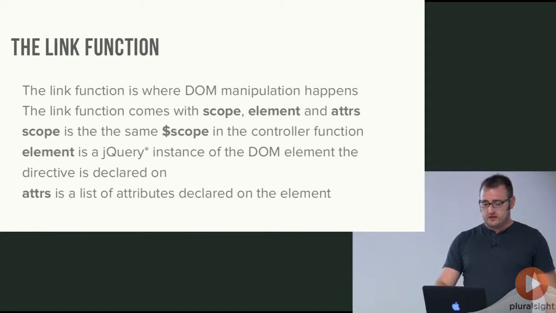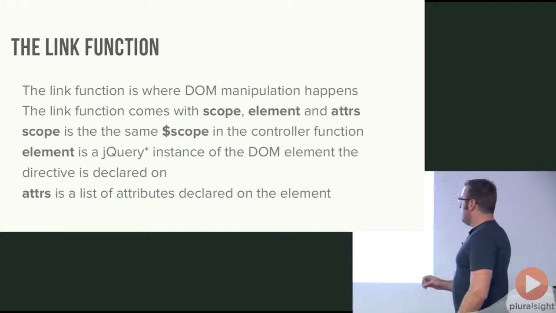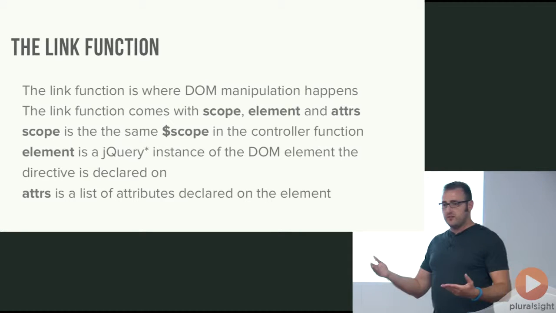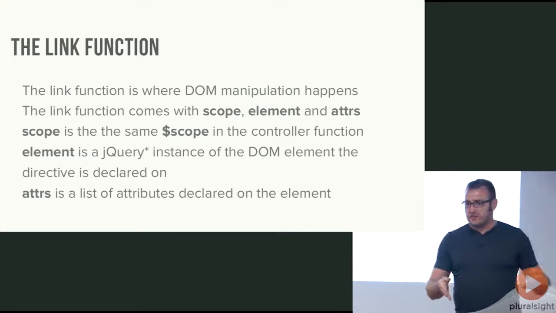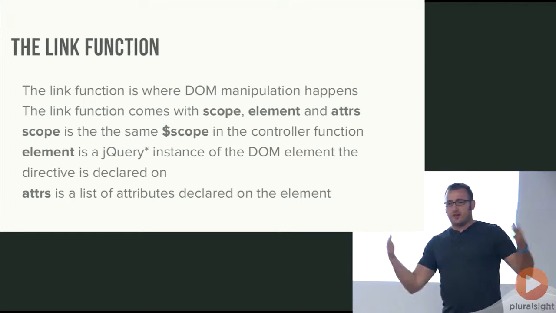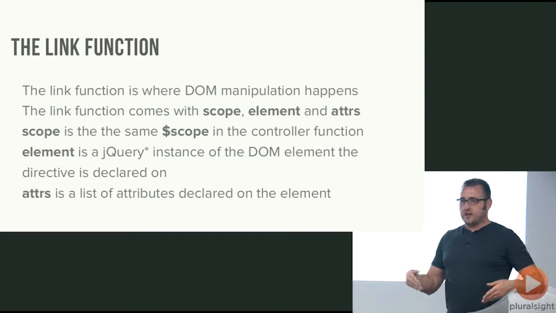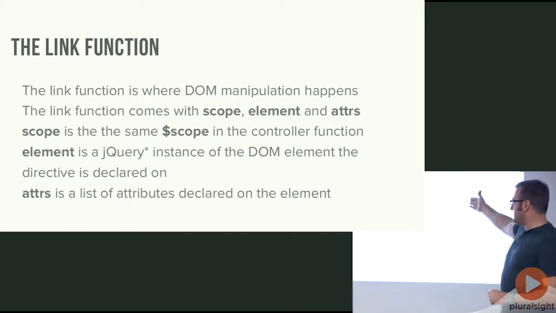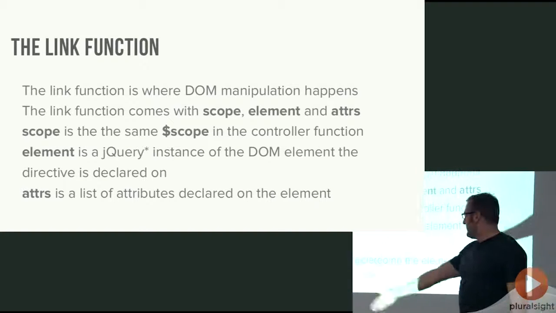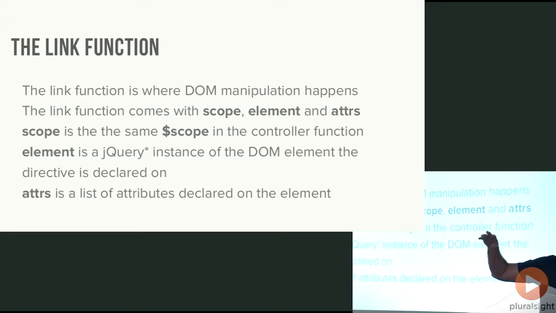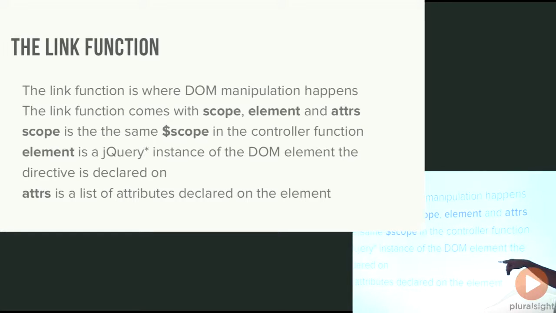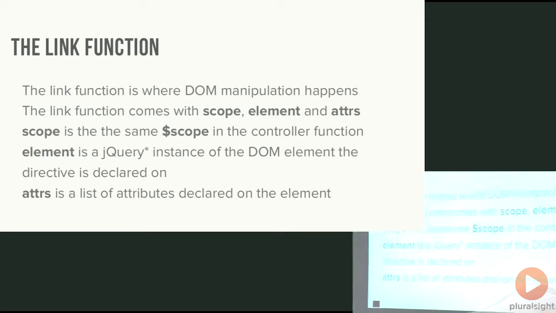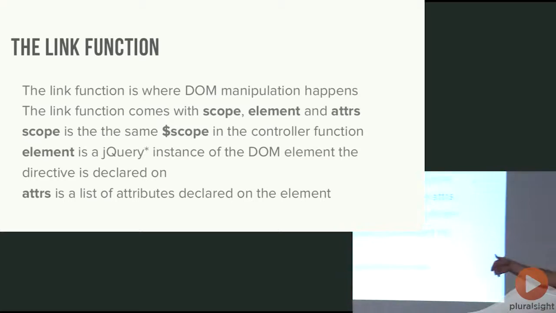And then link. We've been through this a little bit, but the link function is where you want to do your DOM manipulation. Angular has made that really easy by providing everything you need without having to go look for it. It's like, here's your element, boop, and it's a jQuery object. So scope, element, attributes. Scope is the scope that you're dealing with. Element is a jQuery instance, star, the jqLite caveat aside. And then attributes is just the array of attributes on that element.